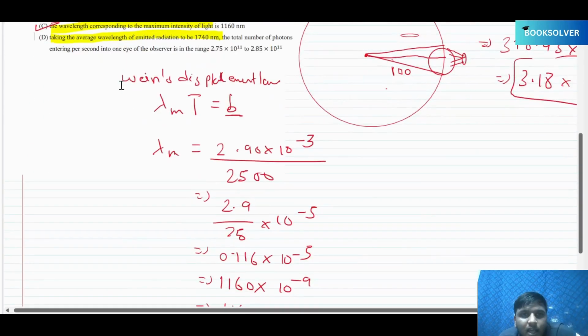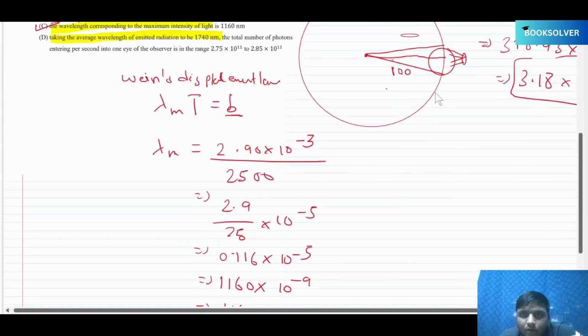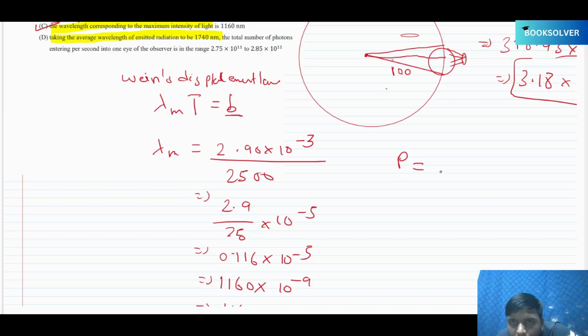Now given, taking the average wavelength of the emitted radiation to be 1740 nanometer, the total number of photons entering per second in one eye, and the option range is somewhere from this to this. To calculate this, we use the given power. Power is energy per unit time. Here the energy is the light energy, and photons are entering.